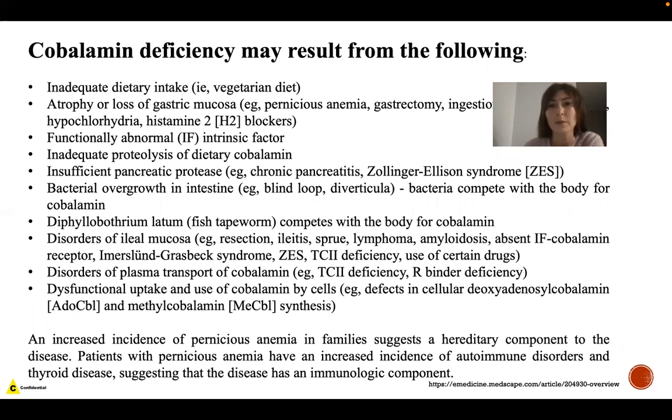Cobalamin deficiency may result from the following: inadequate dietary intake, atrophy or loss of gastric mucosa, functionally abnormal intrinsic factor, inadequate proteolysis of dietary cobalamin, insufficient pancreatic protease, bacterial overgrowth in the intestine, Diphyllobothrium latum, disorders of ileal mucosa, disorders of plasma transport of cobalamin, and dysfunctional uptake and use of cobalamin by cells.